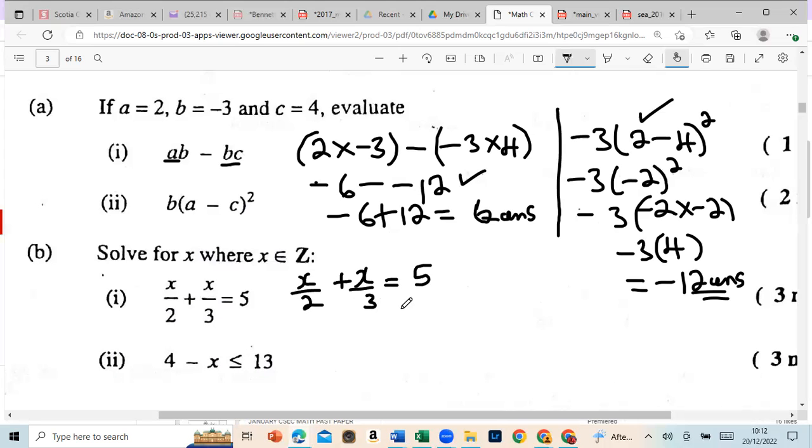So we're going to find the lowest common multiple, put the 5 over 1 to make it a fraction. So we'll find the LCM of 2, 3, and 1, and that would be 6. So we're going to multiply everything by 6. A common error students make is that they only multiply the 5 by 6, only those numbers. So let us get that straight.